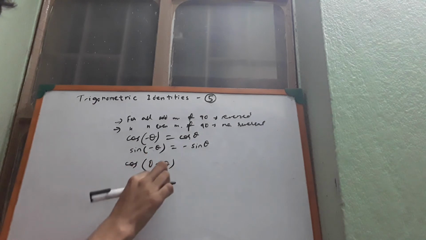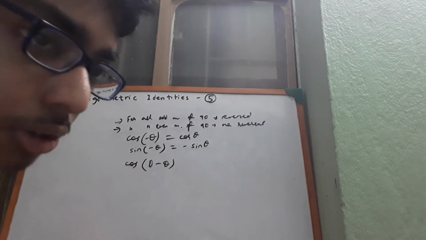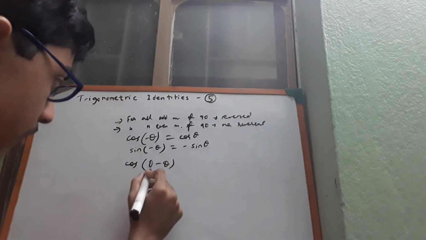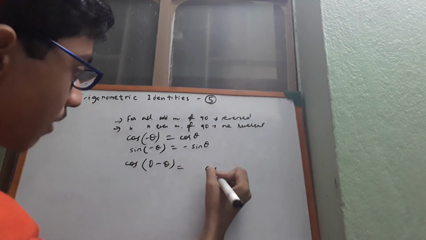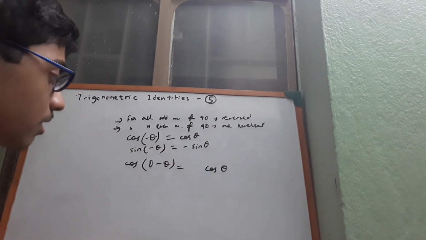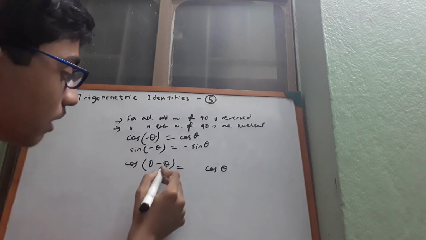So anyway, this will be an even multiple of 90, or you can also say 0 times 90. 0 can be considered an even number here, right? So for even multiples of 90, it will not be changed, so it will have cos theta here. Now positive or negative, for that you consider minus theta here, right?